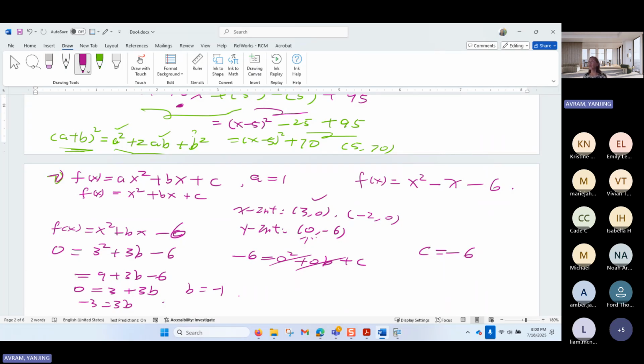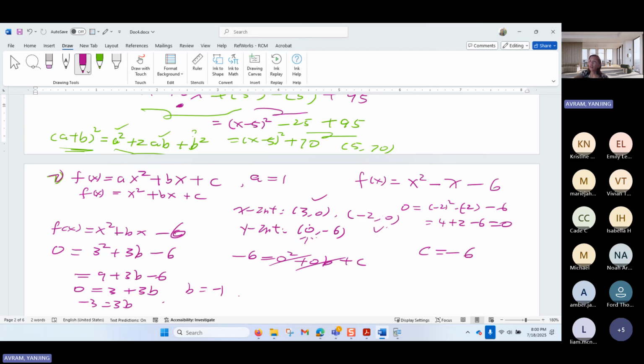Okay, so I don't have to use this one, but if you plug this one in, it is also correct. Look at that: 0 equals negative 2 squared plus 2 minus 6. That's 4 plus 2 minus 6, which is equal to 0, right? So that is the correct one.